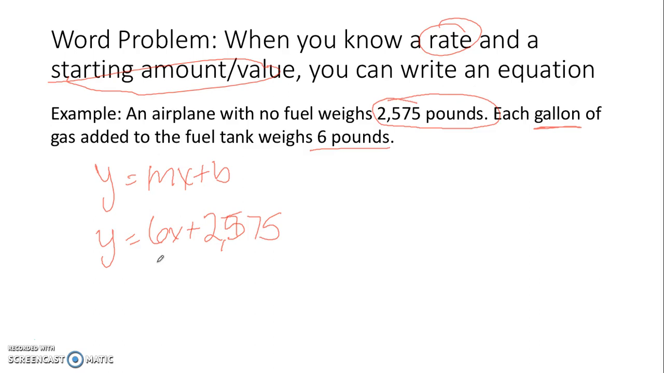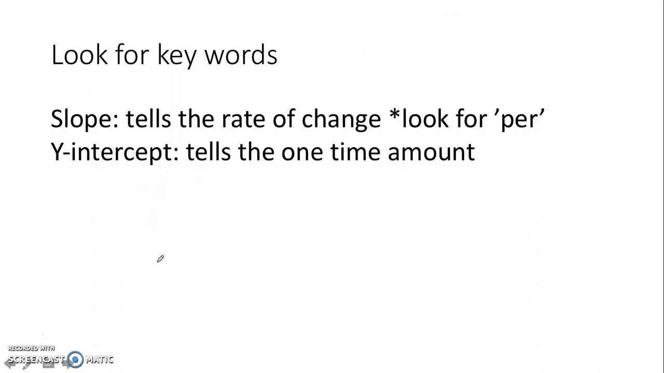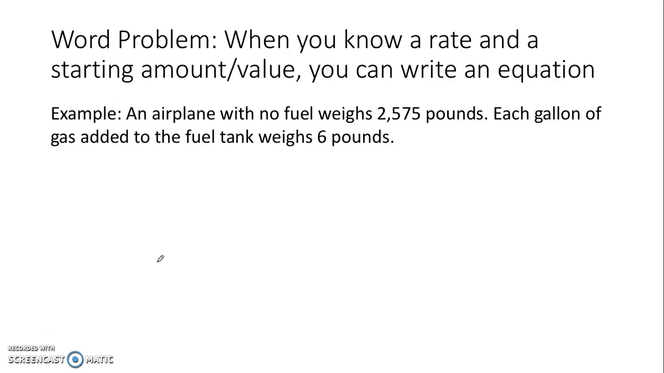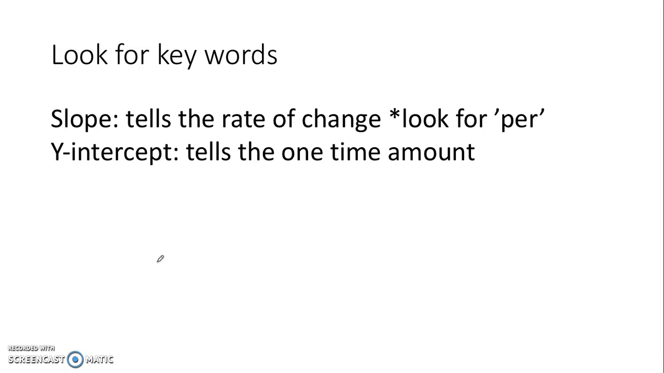We'll work on this later as we continue to work on slope and slope-intercept form. All right, so just as a reminder, when we look at word problems, we want to look for keywords. Slope tells us the rate of change, so we want to look for the word per. Or in the last example it says each gallon of gas, so per gallon it weighs 6 pounds. Okay, and the y-intercept tells us that one-time amount. If you're thinking about businesses, a startup fee is a one-time amount, or in the last example, the plane weighed X amount before we put any fuel in.